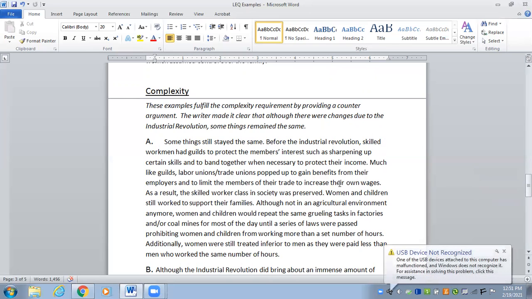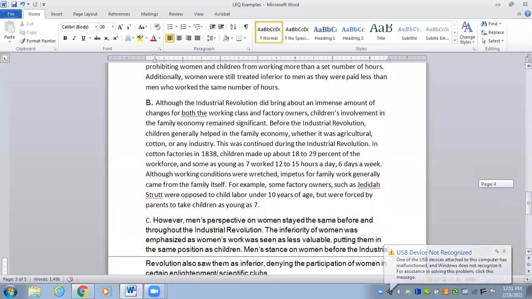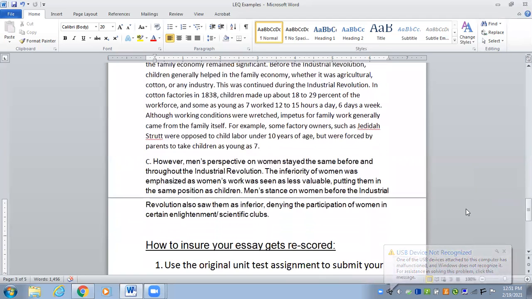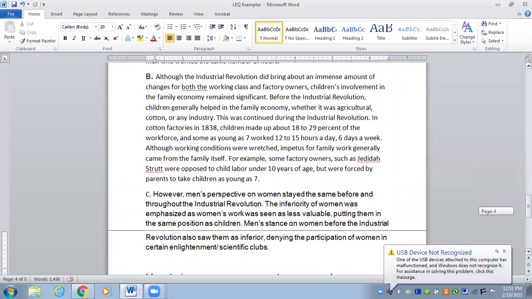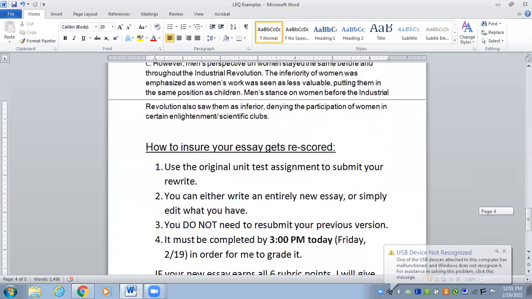People included things like income disparity, the difference between rich and poor, the condition of women, the condition of children. They found ways to explain that even though there was a lot of change going on in the world, there were some things that were not changing. And that was a good counter argument for the Industrial Revolution caused a great deal of change. So this is all for you to look over again if you need to.